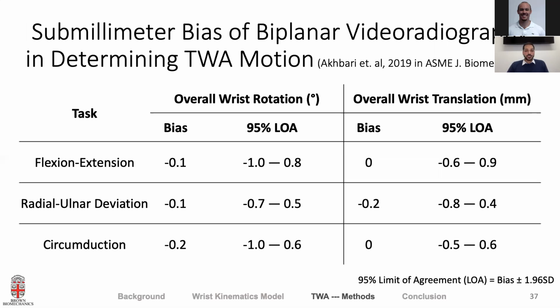Similarly, we measured the BVR accuracy on 1 implanted wrist. We found the bias between BVR and optical motion capture is sub-millimeter and sub-degree, with a limit of agreement that was less than 1 degree and 0.9 millimeter in translation.